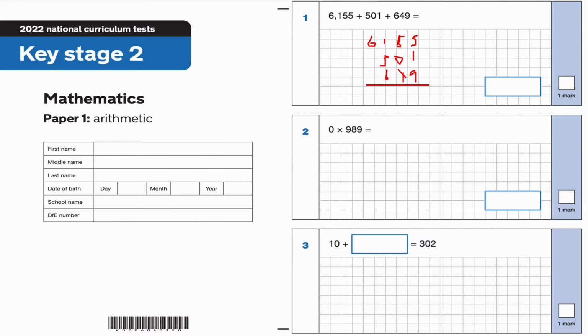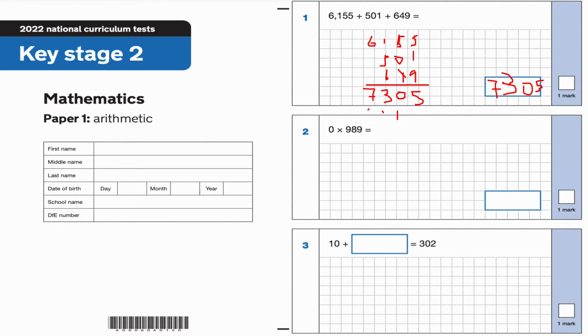I do apologize. 5 plus 1 is 6, plus the 9 is going to be 15. So 5, carry the 1. 5 plus 0 plus 4 is 9, plus that 1 is 10. So it's 0, carry that 1. 1 plus 5 is 6, plus the 6 is 12, plus the extra 1 is 13. So 3, carry that 1, and 6 plus the 1 is 7. So the answer to the first question is 7,305, guys. It should be a 3 there.